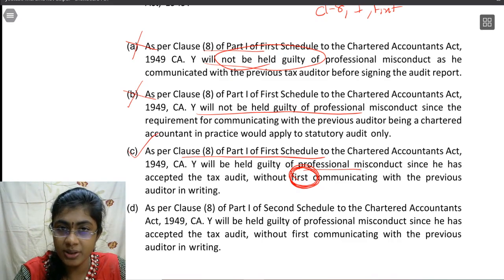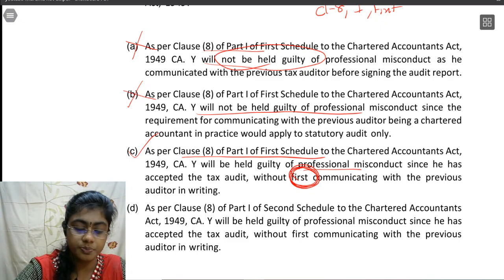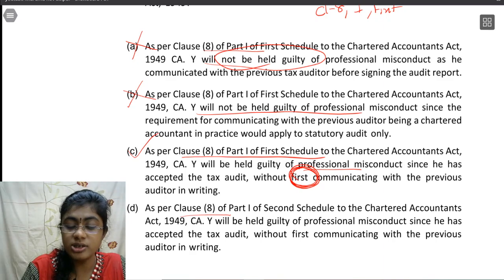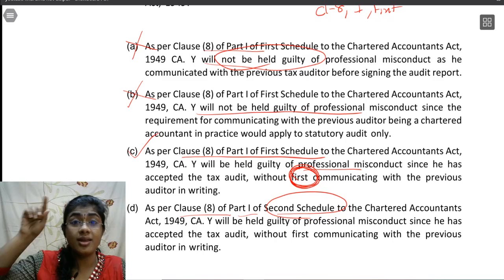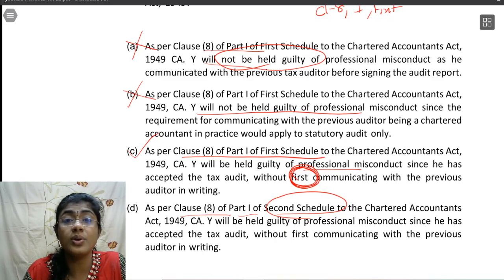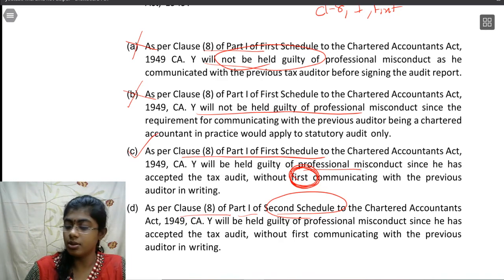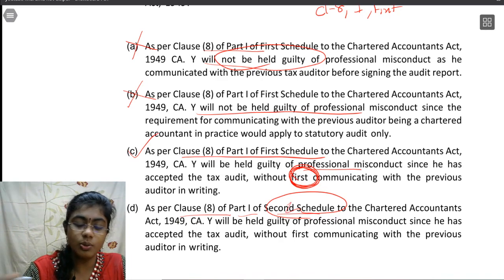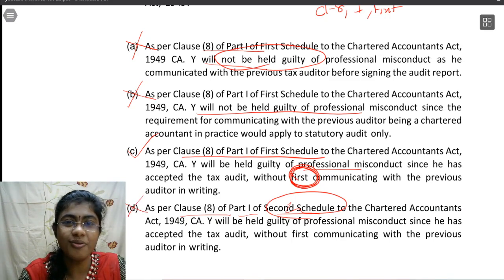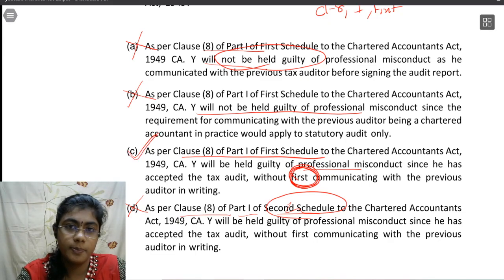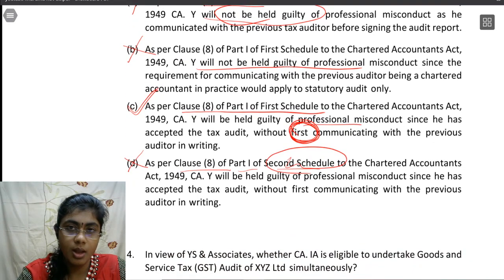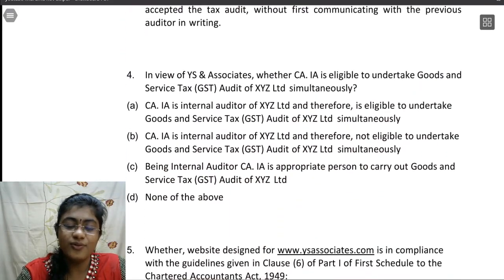So C seems to be the right option, but we'll read D also. As per clause 8 part 1 second schedule, which is expressing opinion without obtaining sufficient information. It's not communicating. So because of that, second schedule, it's wrong. We need not read further. So the answer would be C. Okay. Moving on to the fourth question.